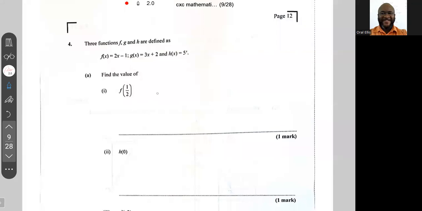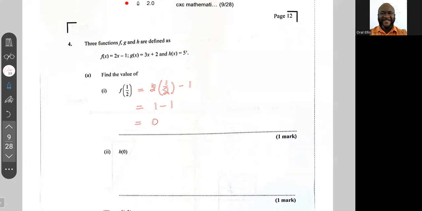Now, if you're asked to find f of a half, simply in f, wherever you see x, you're going to put a half. So f of a half is going to be equal to 2 multiplied by a half minus 1. 2 times a half is 1. So this is 1 minus 1. This is 0. So f of a half is 0.